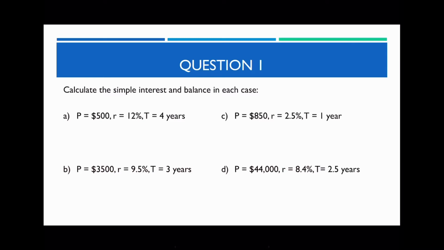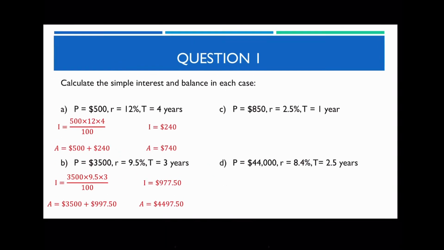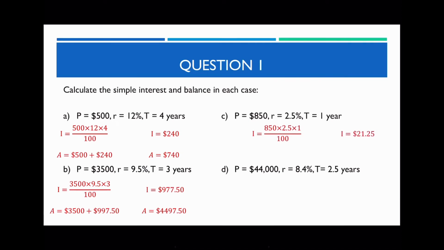For these questions over here, notice that all of the time is in years, so I don't need to do any conversions whatsoever. So if I was to answer the first question, 500 times 12 times 4 over 100, you should get 240. Therefore, to find out my final balance, I'm going to add the interest that I gained to my initial principal. So add it to 500, therefore your answer is 740. For part B, do the exact same thing. And I'm just going to show you all the answers over here because it's pretty much just repetition at this point. Please make sure that your answers are the same as my answers.